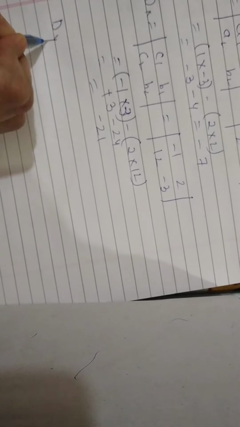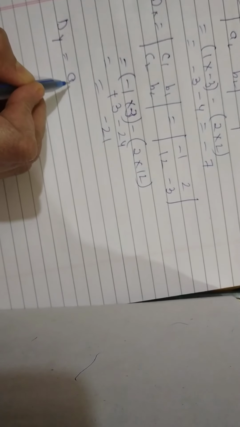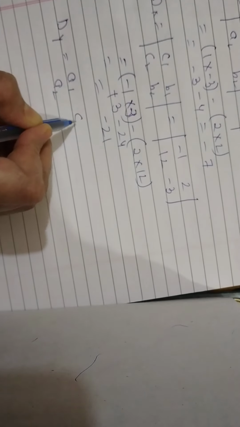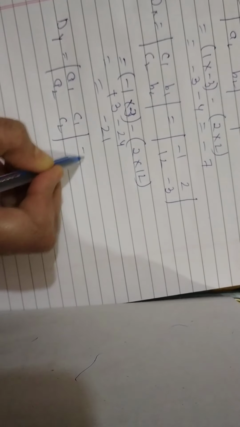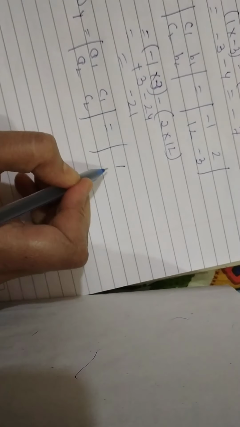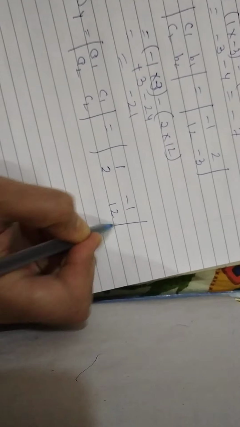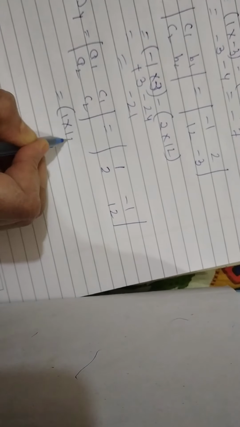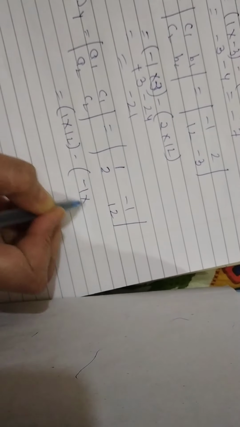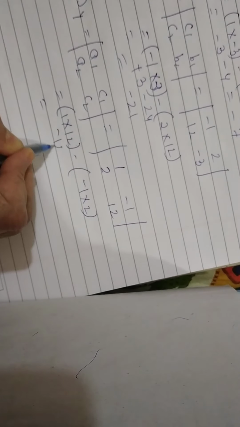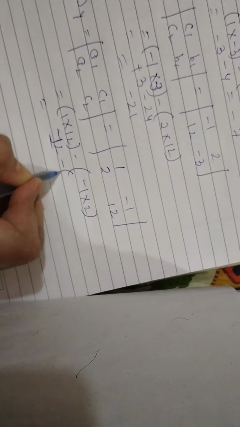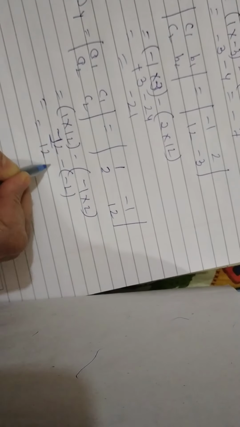Now Dy. A1, A2, C1, C2: 1, 2, minus 1, 12. 1 into 12 minus 1 into 2. 12 minus of minus 2, 12 plus 2. This is 14.